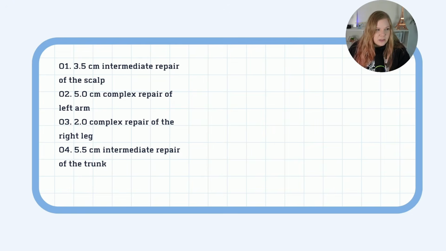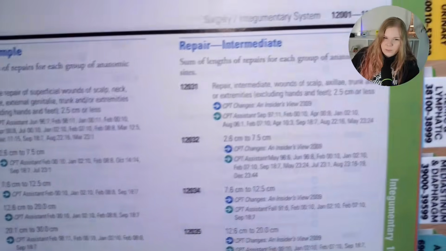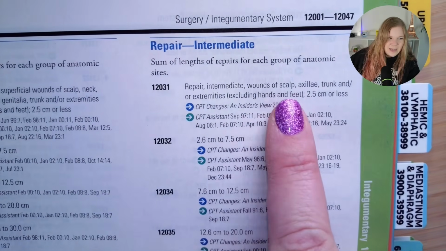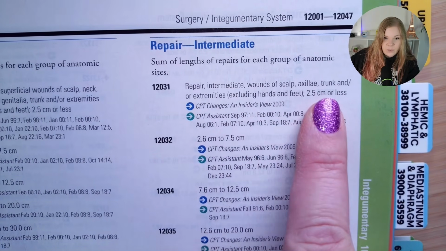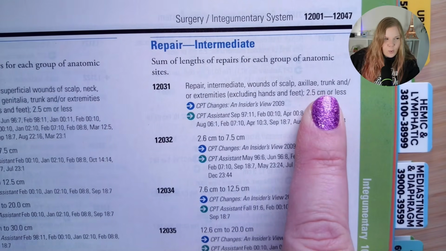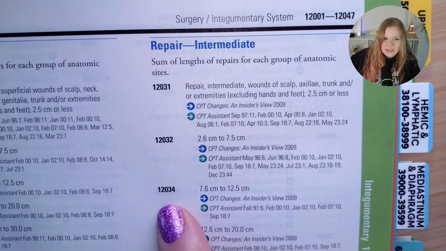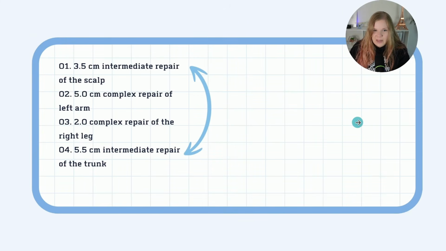So if we go to our CPT book, let's see if the scalp and the trunk are in the same intermediate repair group. And here we can see they are in the same intermediate repair group. So we have here repair of intermediate wounds, scalp, and also we have trunk. They're in this same grouping, so we can add them together. We have a 3.5 of the scalp and a 5.5 of the trunk. So that would total 9, which means we would use this CPT code 12034.